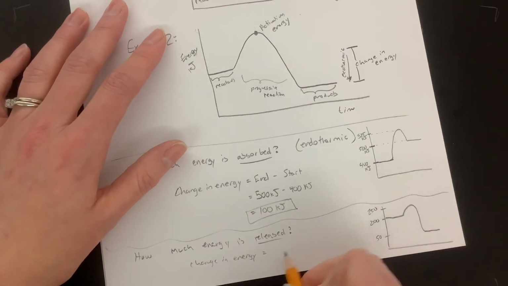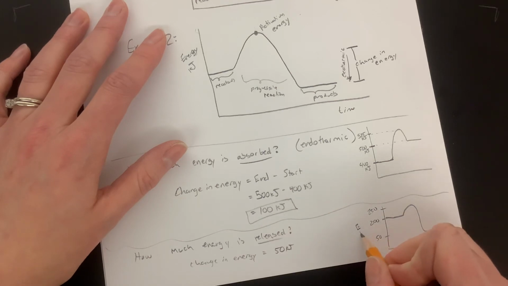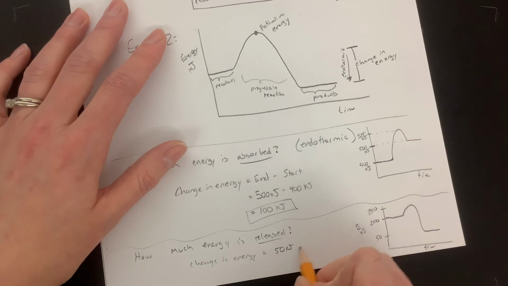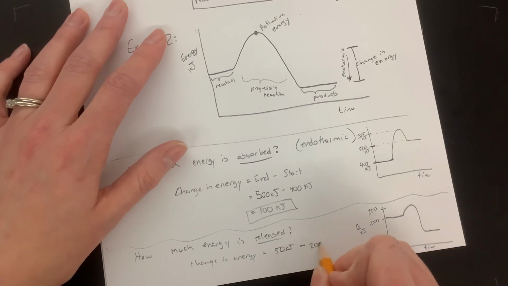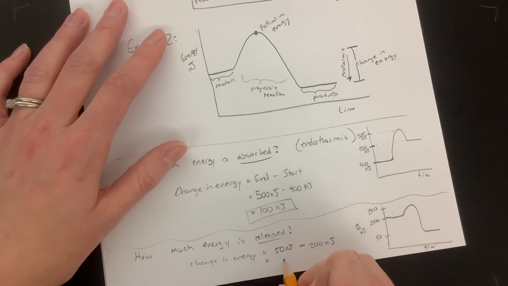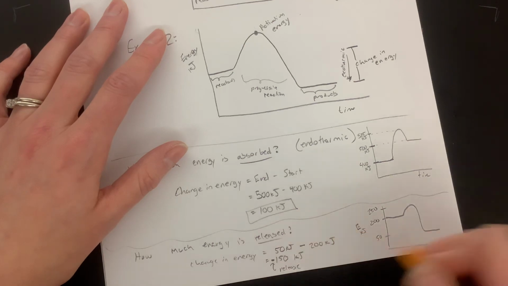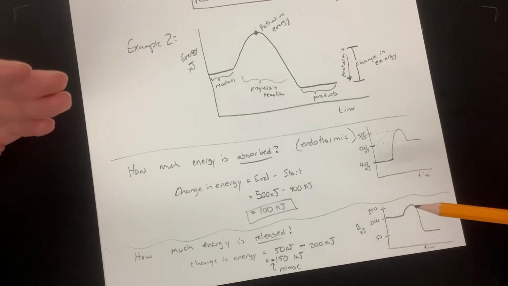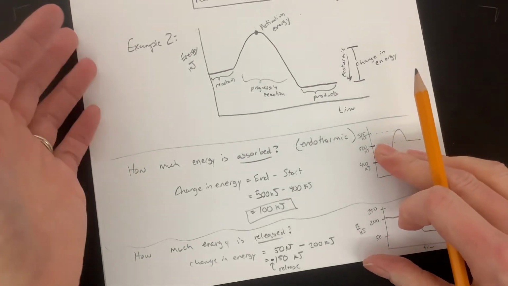Our ending energy here is 50 kilojoules. There's our time. I didn't label my axes, okay? Our starting energy was 200 kilojoules, so we released 150 kilojoules. There's going to be a negative on there. That negative literally means that it was released. If when you do the difference here, and as long as you're doing the end minus the beginning, if you get a negative, you know that energy was released.